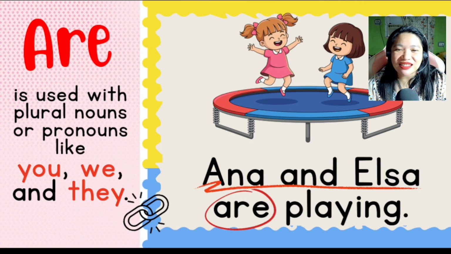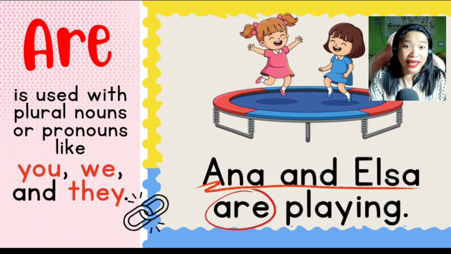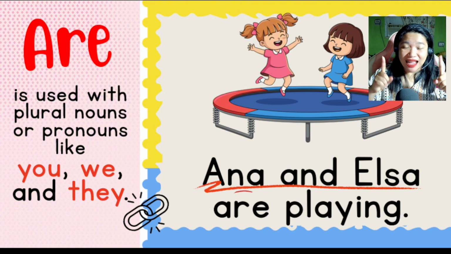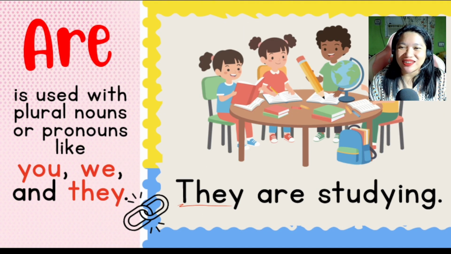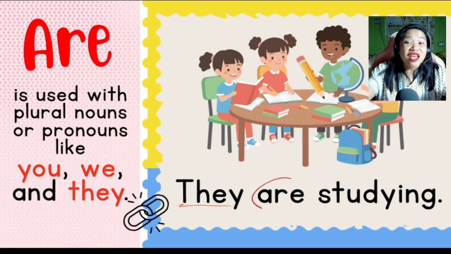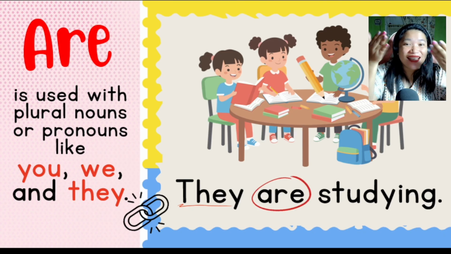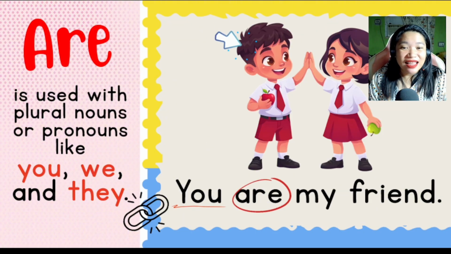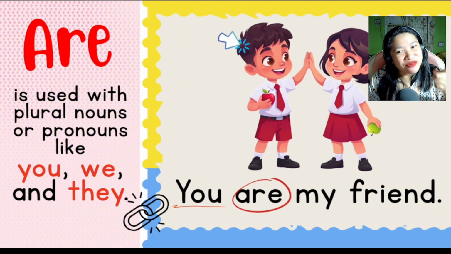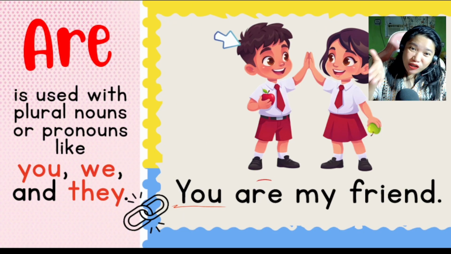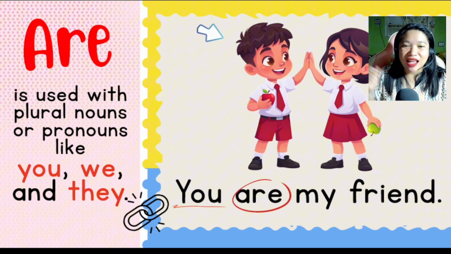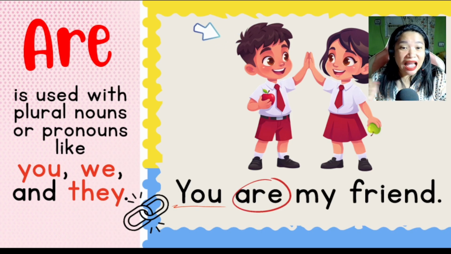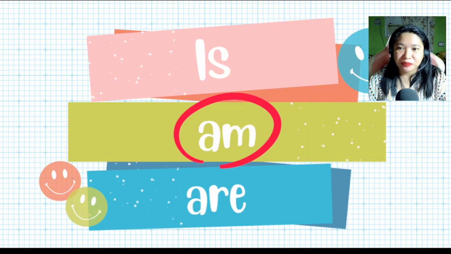Let's have the following sentences. Anna and Elsa are playing. Very good. The next one. They are studying. Very good. And the next one, James. You are my friend. Excellent, James.